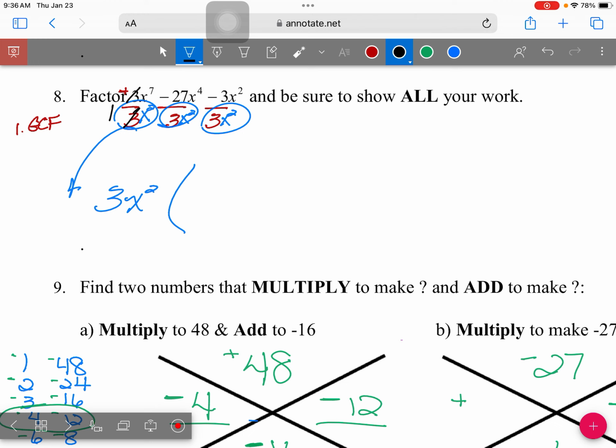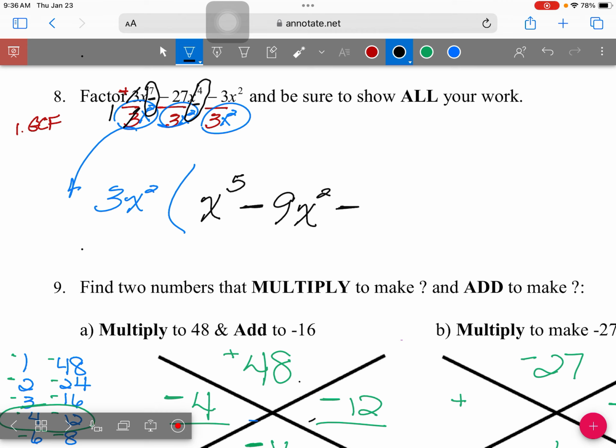X to the 7th divided by x squared is what? X to the 5th. When you divide and they have the same base, you subtract. When they're vertical, you subtract. If you were multiplying and they're horizontal, you add. So then I have minus 27 divided by 3 is 9. X to the 4th divided by x squared, that's vertical, subtract, gives me x squared.